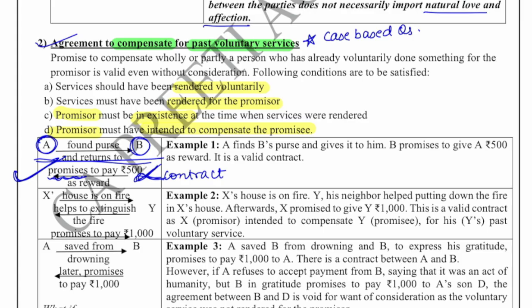These 4 conditions are also cumulative, and you need to learn this because it is asked as a case-based question. The services must be rendered voluntarily. Services have been rendered for the promisor. The promisor must be in existence when the services were rendered. He has intention to compensate the promisee. So if all these conditions are satisfied, then it is valid.